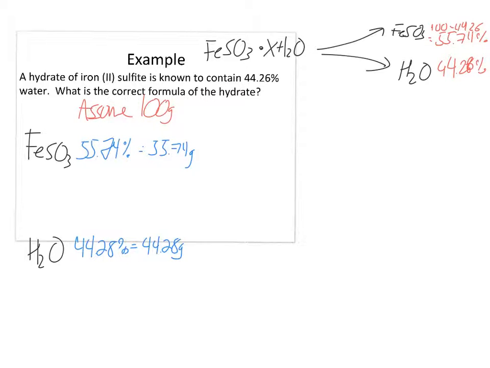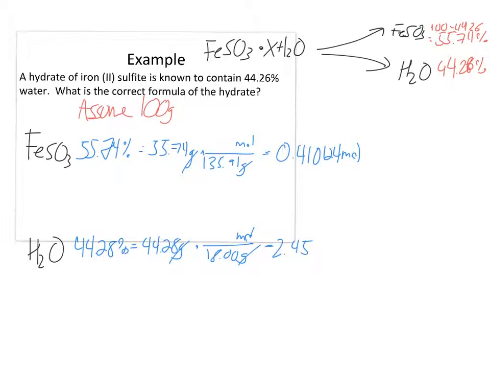So our first step is to get into moles, so we divide by the molar mass. In this case, we have 135.91 grams per mole, because that's our molar mass from our periodic table. And here we have 18.00 grams per mole. Our grams will cancel out. And what we're left with here is 0.410124 mole. And here we have 2.45884 moles.